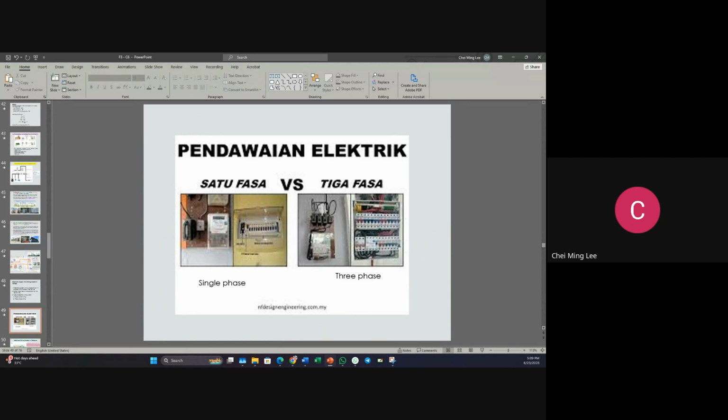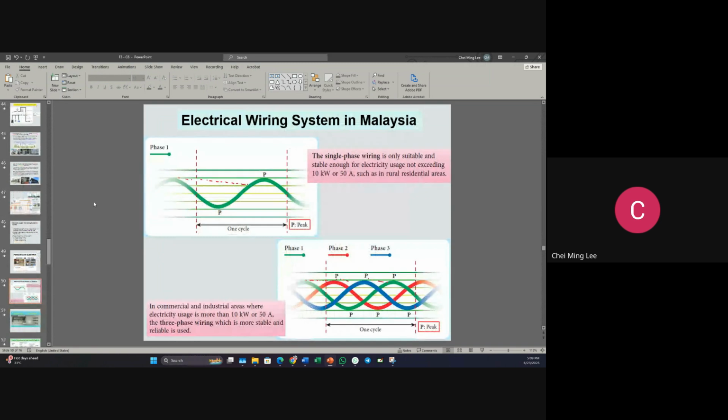Okay, you understand? That's the most significant difference. So let's see how the difference is. Single phase wiring is only suitable and stable enough for electricity usage which does not exceed 10 kilowatt or 15 ampere. Normally it is in rural residential areas. You see, they have only one phase. Three phase means that there are three incoming power systems.